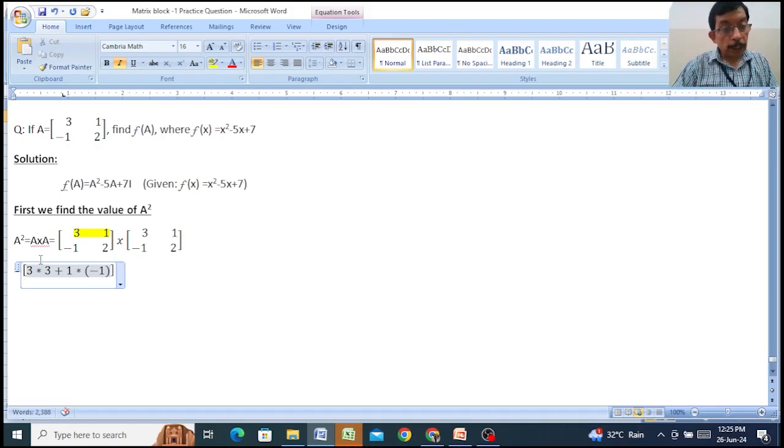Now the first row, second column multiplication. Then we get the second element of the first row. 3 multiplied by 1. After the addition, we take the multiplication of the second element, 1 multiplied by 2. First row, second column element multiplication is complete. Now we come to the second row. The first row multiplication is complete.